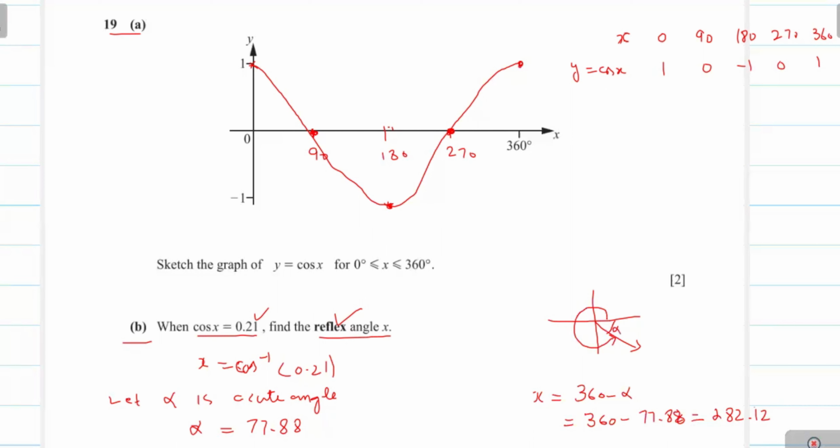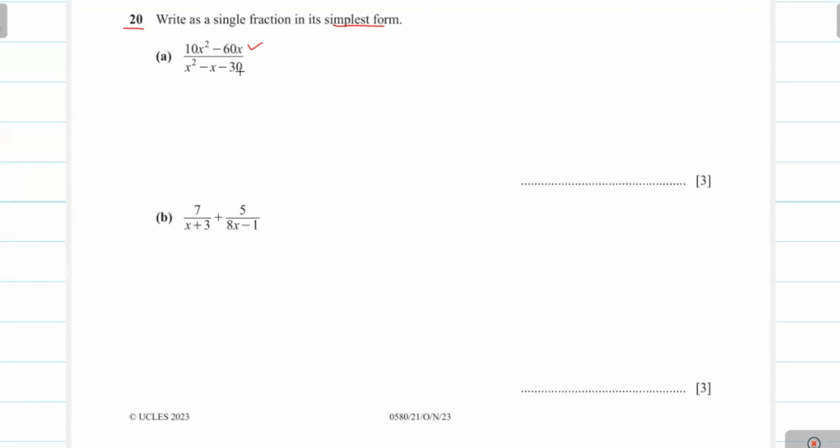Question 20: write as a single fraction in its simplest form. Part A: 10x squared minus 60x over x squared minus x minus 30. Firstly, we will factorize the numerator expression, 10x squared minus 60x. We take the common factor, which is 10x, and the remaining value becomes x minus 6.